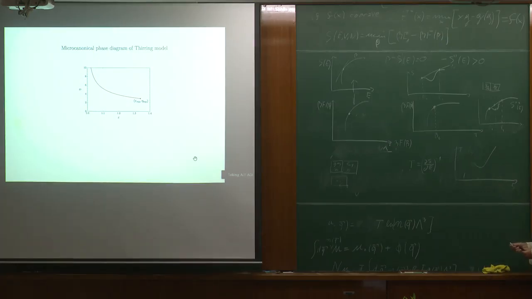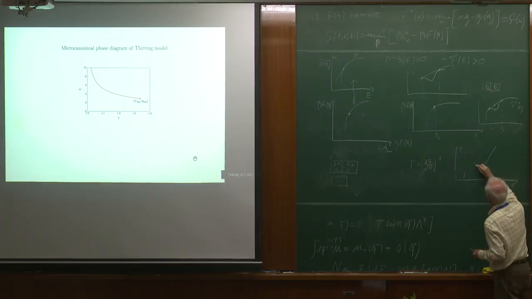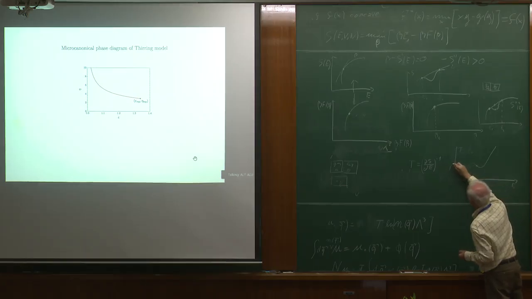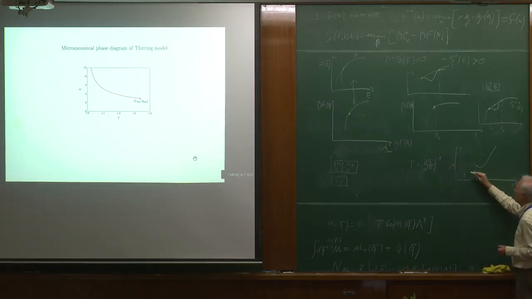What happens if you put this in contact with the thermal bath? Okay, let's assume that I put this system, which was previously isolated, in contact with the thermal bath at this temperature here, at which in the microcanonical ensemble we have negative specific heat. What happens? Okay, let's see.